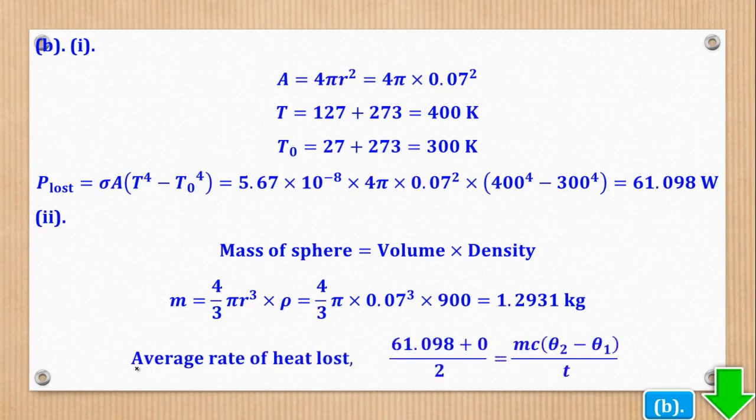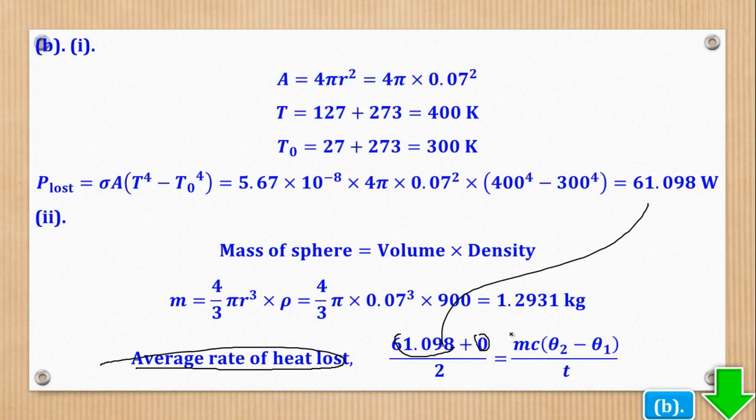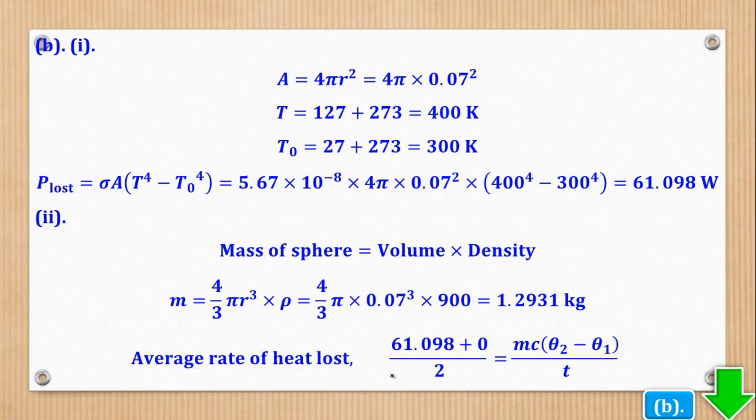Now here we need to note that it's average rate of heat loss. So average rate of heat loss will be equal to this, which is here, plus 0, which is the initial, over 2, to be equal to the rate here in terms of quantity. So this is the heat quantity, mc change in temperature over time, to get the power, to get this word rate.